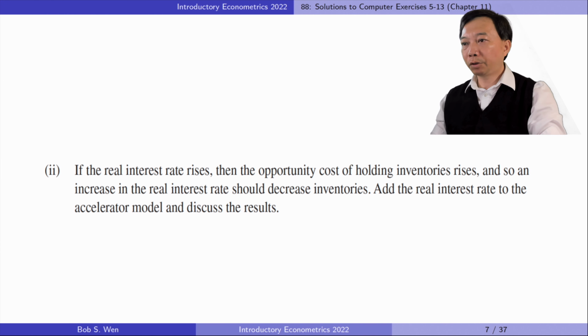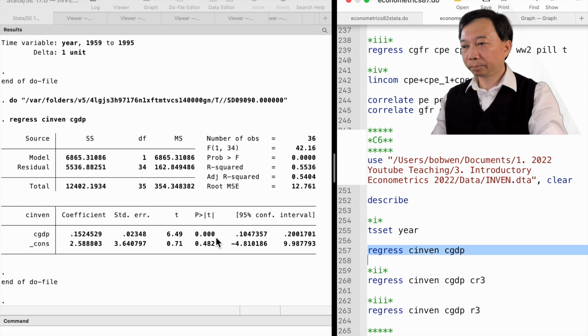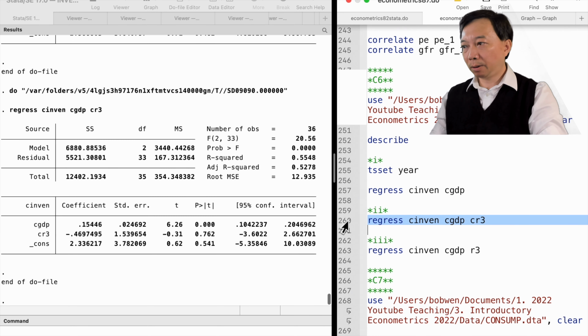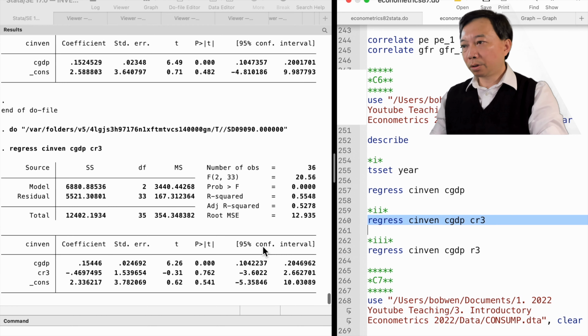In part 2, if the real interest rate rises, then the opportunity cost of holding inventories rises, and so an increase in the real interest rate should decrease inventories. Add the real interest rate to the accelerator model and discuss the results. We regress the change in inventories on the change in GDP and the change in real interest rates. The estimate for the coefficient on the change in GDP changes slightly and remains statistically significant. The coefficient on the real interest rate is not statistically significant at any reasonable level.